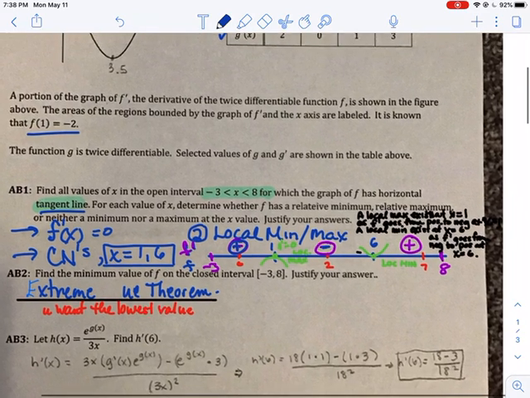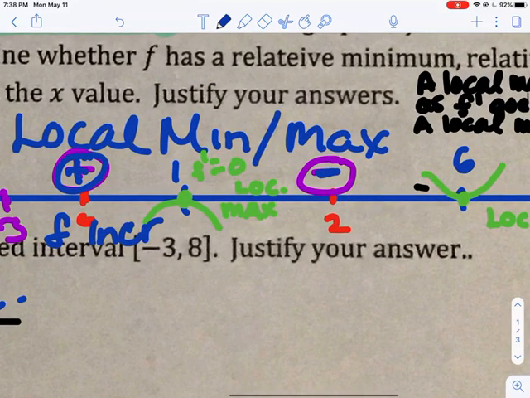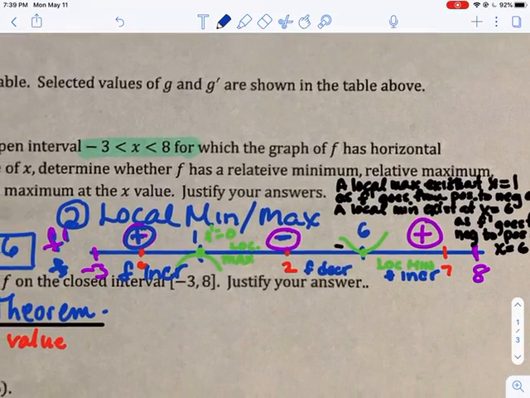So I've got signs of F prime that I'm working with, and then I can extrapolate about the function values. I know that if the derivative is positive, F is increasing. And if the derivative is negative, F is decreasing. And if it's positive again, we know that F is increasing. Okay, so we have that much information.